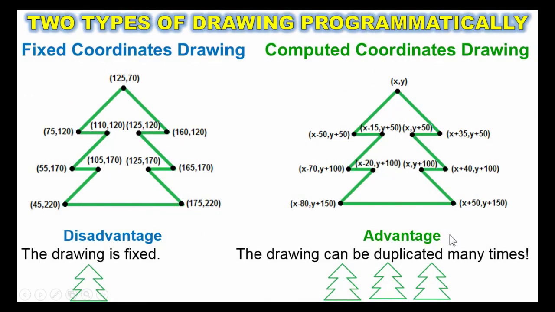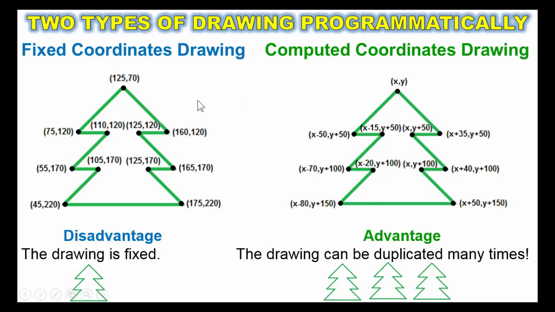Two types of drawing programmatically. The fixed coordinates drawing has fixed or permanent coordinates. On the other hand, the computed coordinates drawing has dynamic or changeable coordinates because it computes a displacement of distance by adding or subtracting a distance amount.